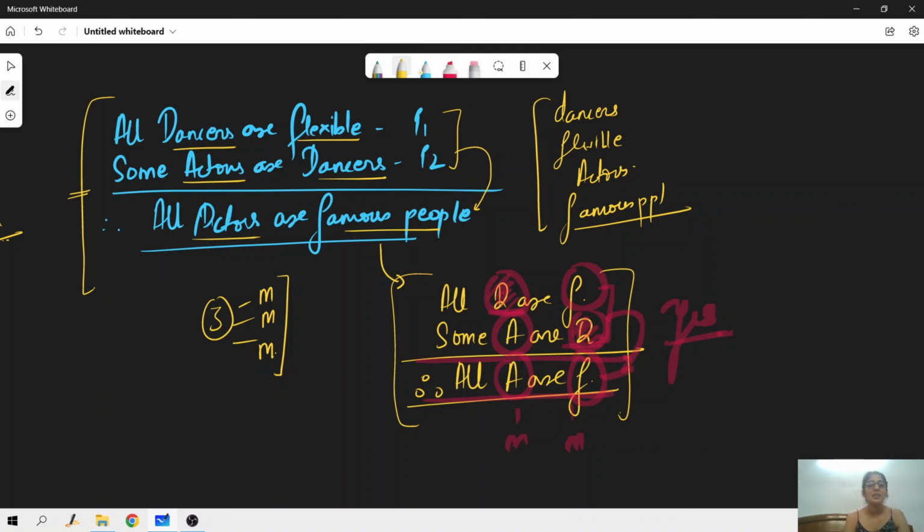But the problem here is this. The problem here is what you see in the color blue. So what do we do about this? This is a classic example of a Sorite.